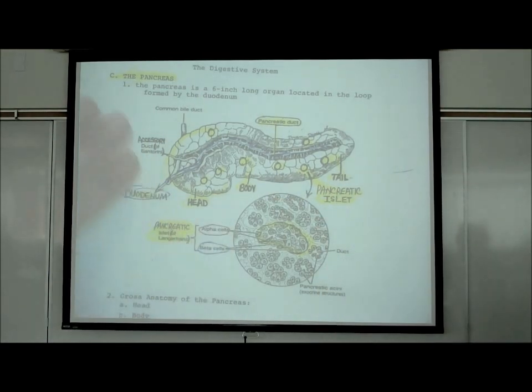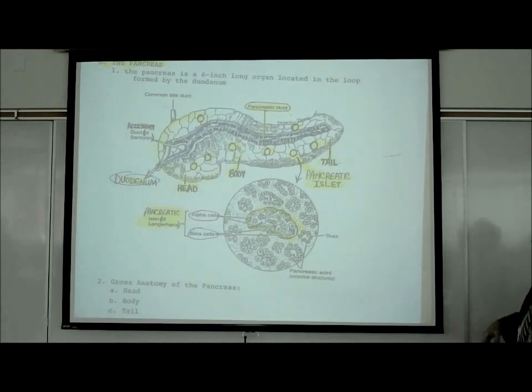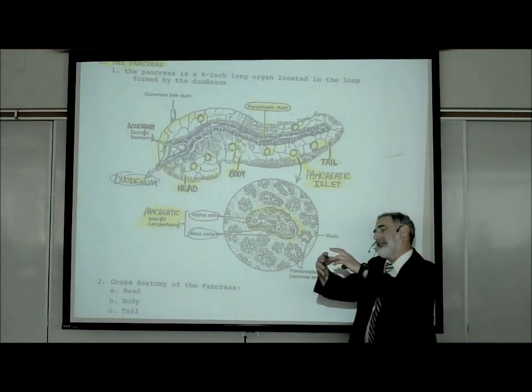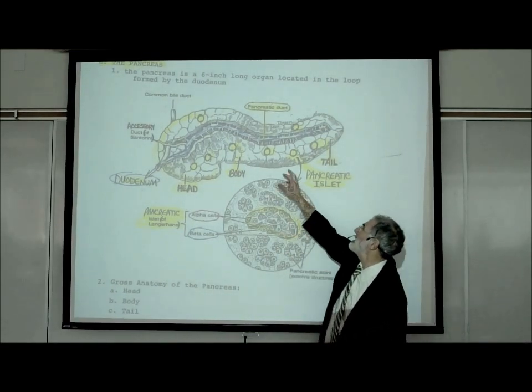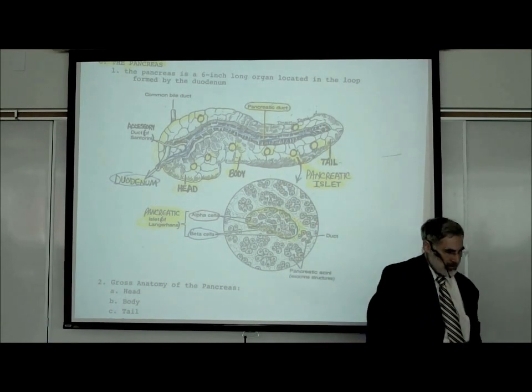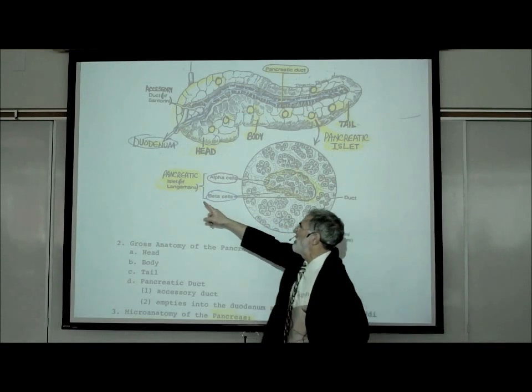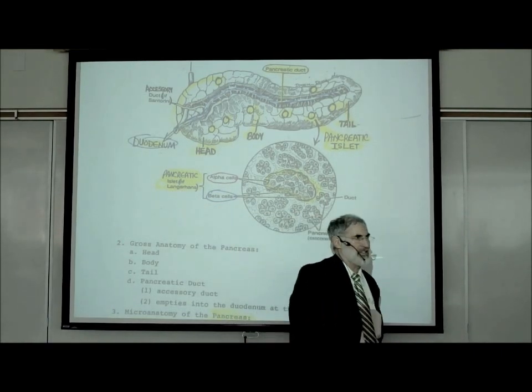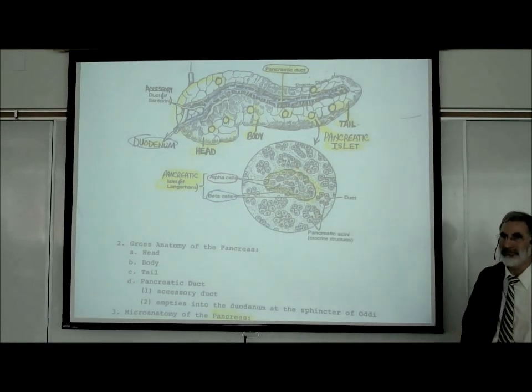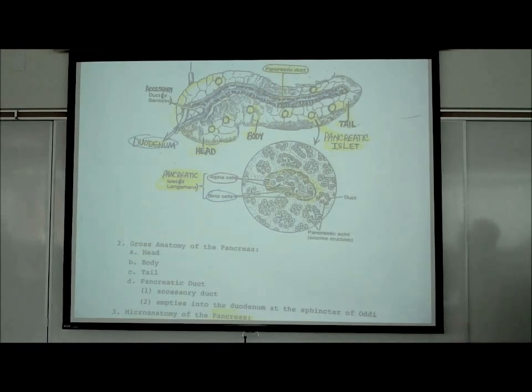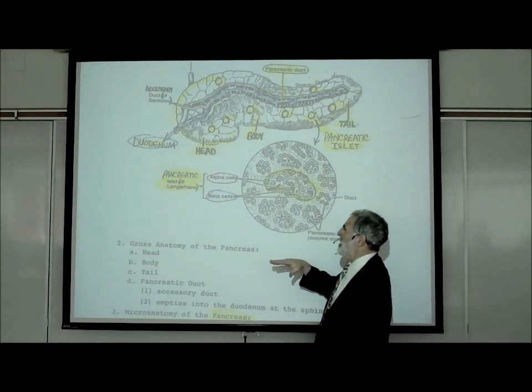A pancreatic islet. They're called pancreatic islets, islet meaning like a little island or cluster of cells. The older name for the pancreatic islet was the islets of Langerhans, named after Dr. Langerhans. Not to be confused with the island of Dr. Moreau, which is something else, but anyhow.